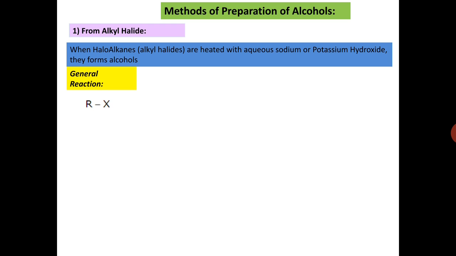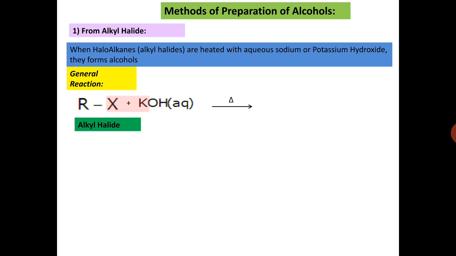Let us see the general reaction. RX is an alkyl halide, and when it is treated with an aqueous solution of potassium hydroxide, the nucleophile X is replaced by OH. We get KX, a potassium halide, plus ROH, an alcohol. We have to see an example of that.